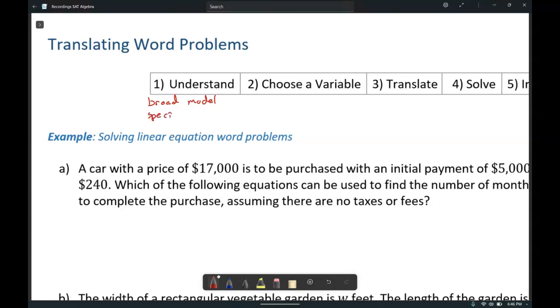And then once we've figured out what our broad model is talking about, we want to look at more specifics and what it is that we're solving for. What are we specifically solving for? And that's going to help us hone in exactly on the steps that we're looking to use.